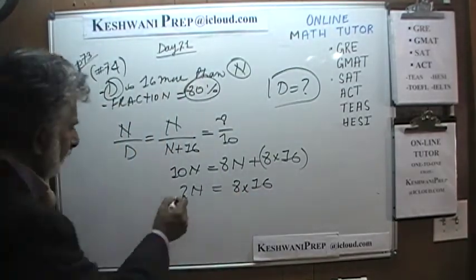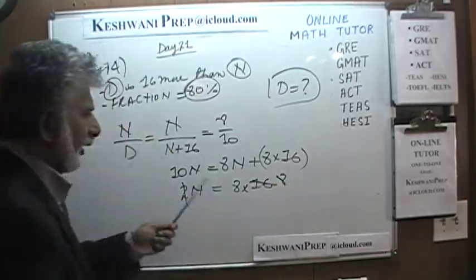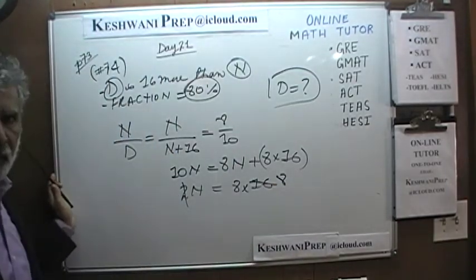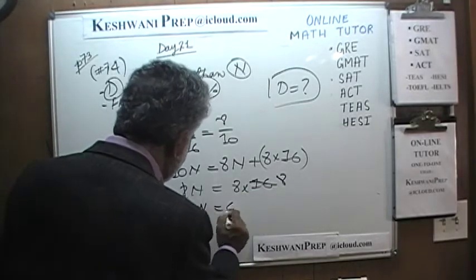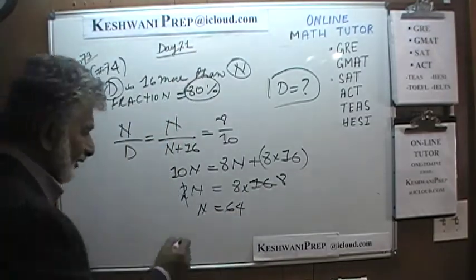Divide both sides by 2. 2 goes out and then becomes 8. And now it's very easy to figure it out. Everybody knows the squares. 8 times 8 is 64. So it is 64. But don't be hasty. This is not our answer.